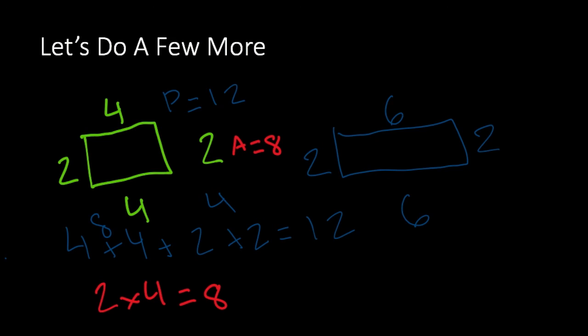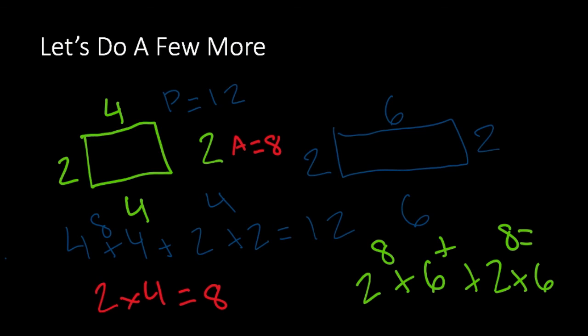Now, time for the next one here. 2 plus 6 plus 2 plus 6. Now, 2 plus 6 equals 8, and 2 plus 6 equals 8 here. 8 plus 8 equals 16. So the perimeter of this equals 16. Now the area would be, we're multiplying width times length, which is 2 times 6, because this is the width, this is the length. 2 times 6 equals 12. So the area of this equals 12.